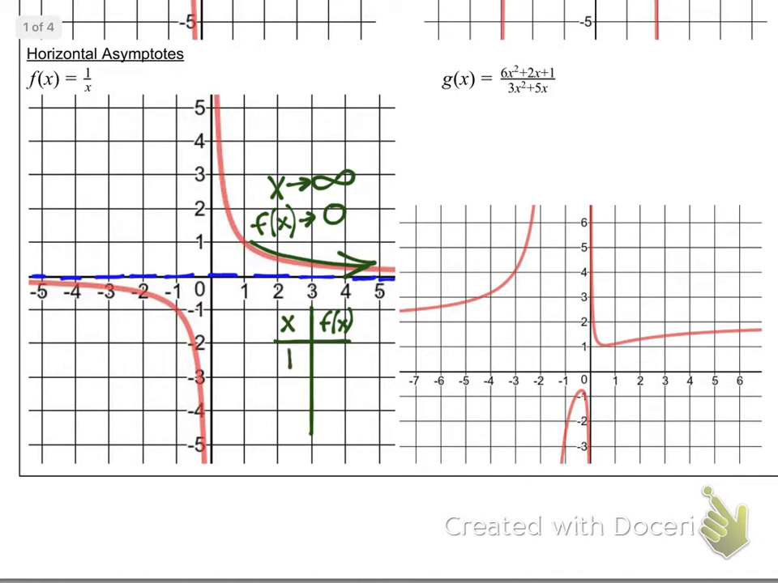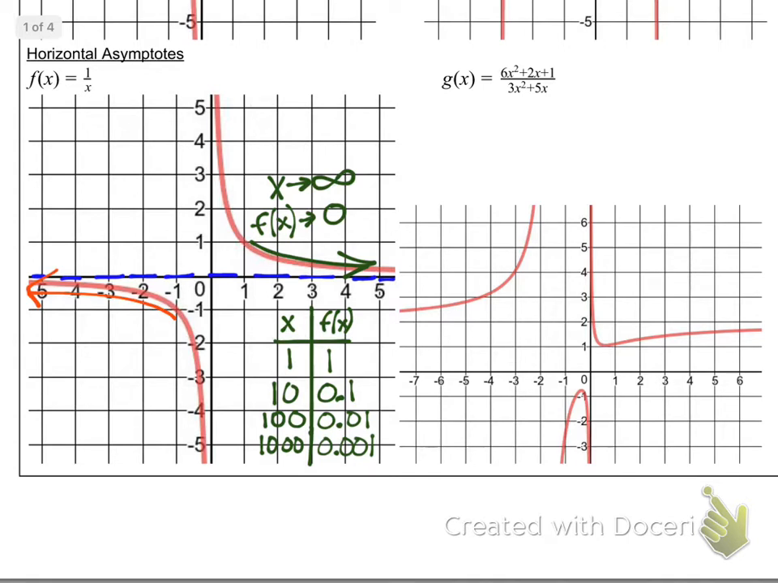And the way we see this in a table is that for x going to infinity, we plug in 1, 10, 100, and larger numbers. And you notice what's happening to f of x? It's getting smaller and smaller because 1 over 100 is 0.01, 1 over 1,000 is 0.001. So we're getting closer and closer to 0. We'll never reach 0, but it's getting smaller and smaller.